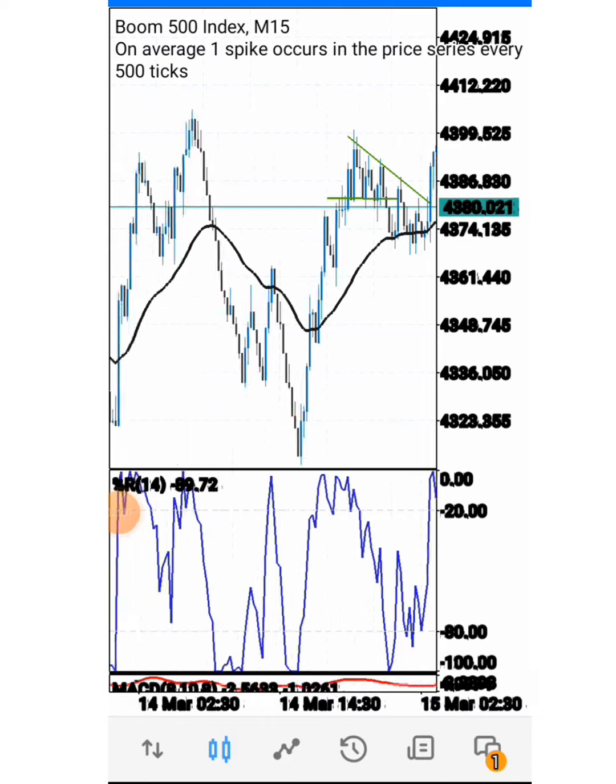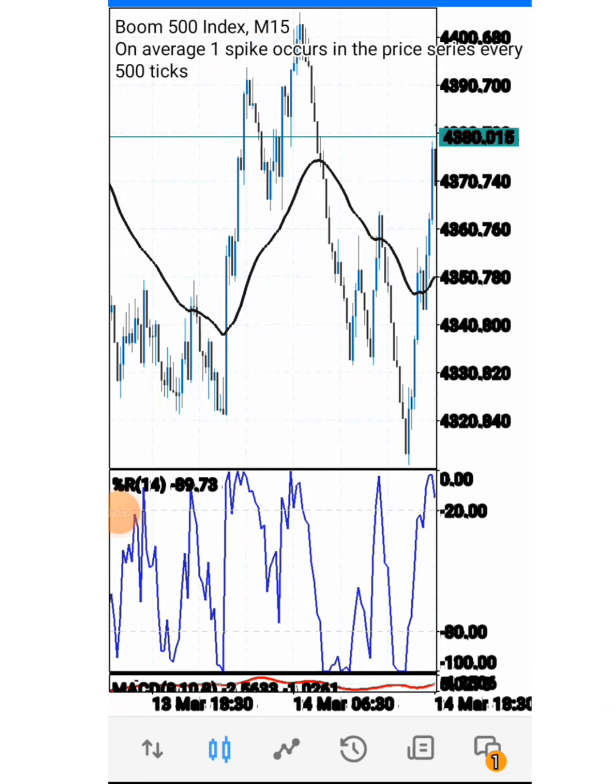So that's all. And if I backtest, you can see the strategy is awesome. You can see how it plays well inside these places.